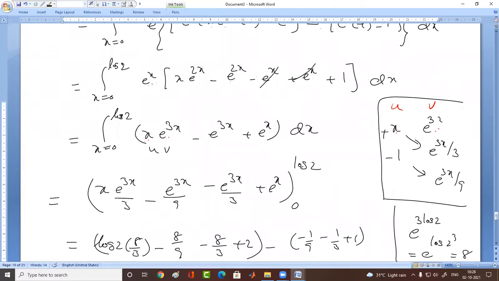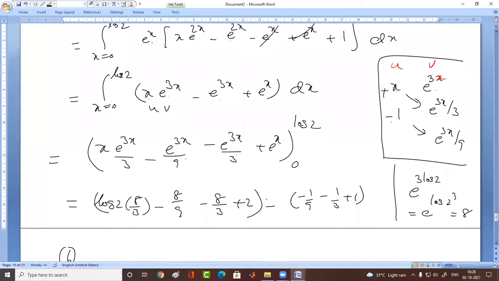Now derivatives here, integrations. The integration of e^(3x) is e^(3x)/3, then e^(3x)/9. The derivative of x is 1, then 0. Alternately minus and plus: multiply these two, x e^(3x)/3; multiply these two, e^(3x)/9. The integration of e^(3x) is e^(3x)/3, and the integration of e^x is e^x.